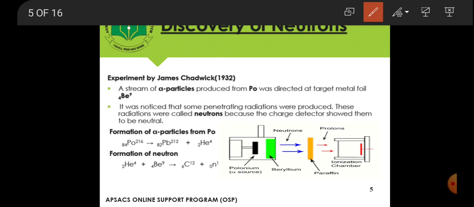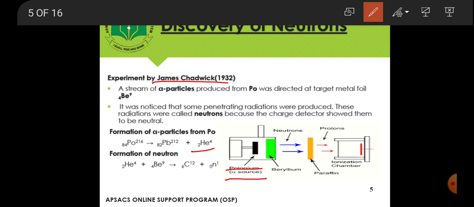Because we know that the atomic mass of an atom is equal to the number of protons plus the number of neutrons. So an experiment was conducted by James Chadwick in 1932, and he was awarded the Nobel Prize in Physics for his experiment in 1935. So let's study what his experiment was. He used a polonium source. Polonium is a source of alpha particles. An alpha particle is a helium nucleus.